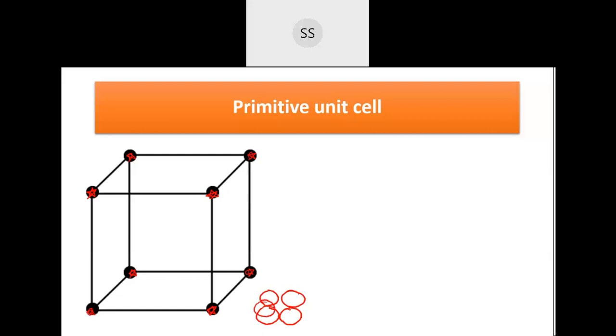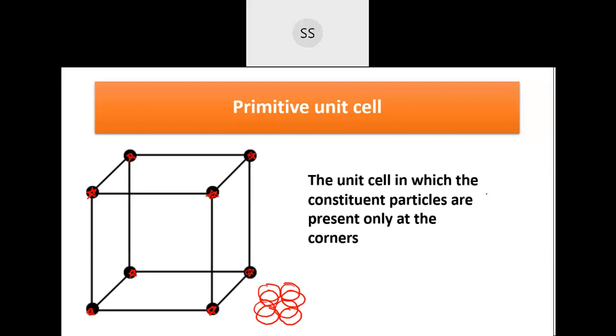Okay, this is on top of the first layer, then again another one, then here and then here. So this gives you one small unit cell. If you find it like this, only at 8 corners these atoms are present, then that is a primitive unit cell. Okay, a unit cell in which constituent particles are present only at the corners. Okay, 8 corners you are able to find them. So that's primitive. They are also called simple cubic unit cell. One more name is given for them, simple cubic unit cell.